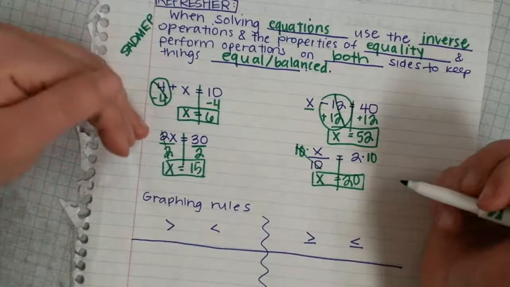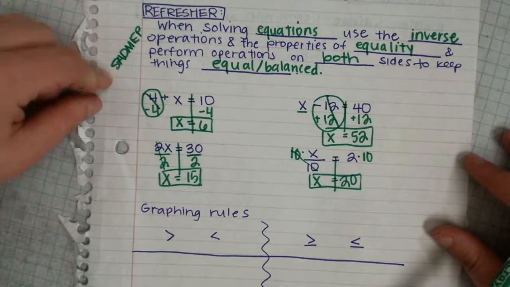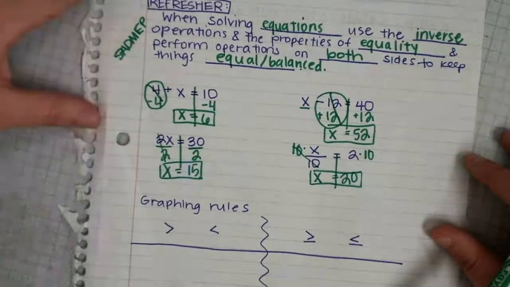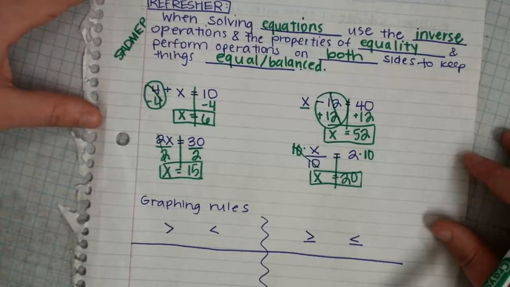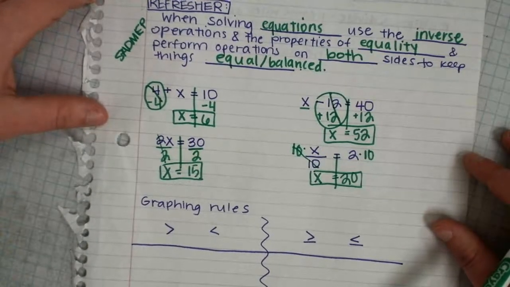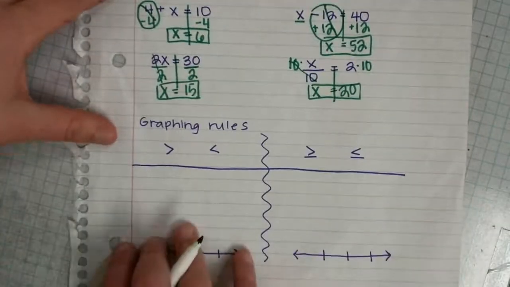So just a reminder of our inverse operations. You have to use the inverse operation, and then once we have more than one step, we need to follow the SADMAP, the inverse order of operations, to find the answer using math in the correct order. The next thing is, when you find your answers, you're going to have to graph.